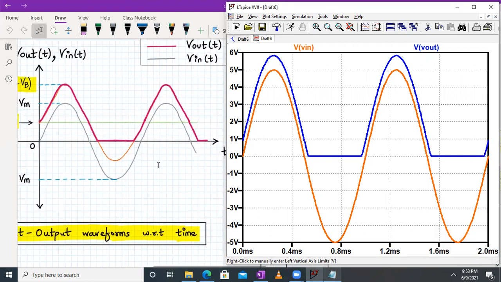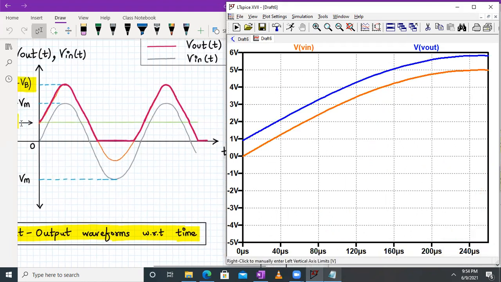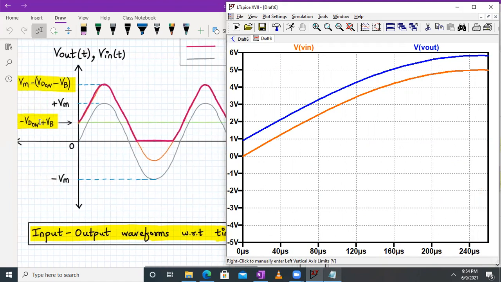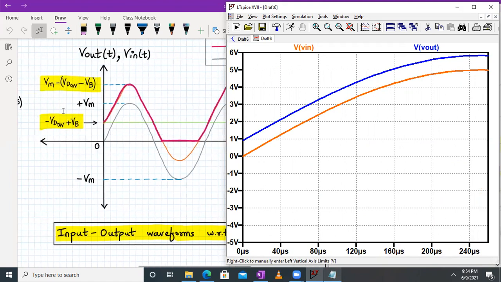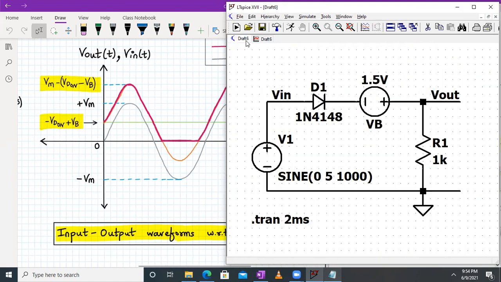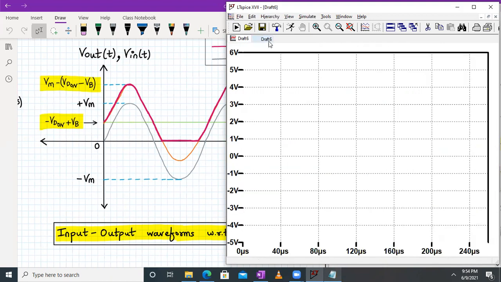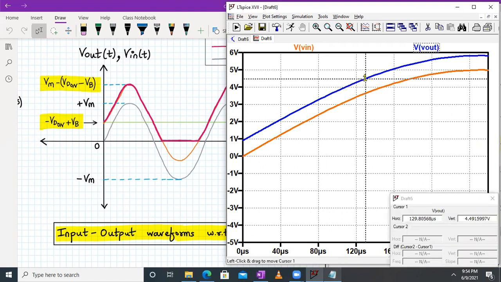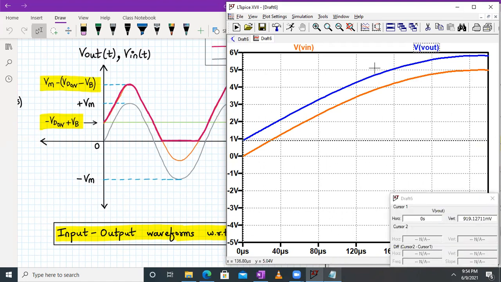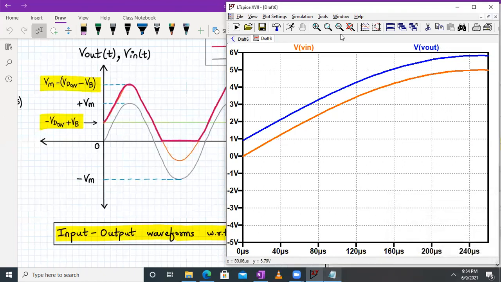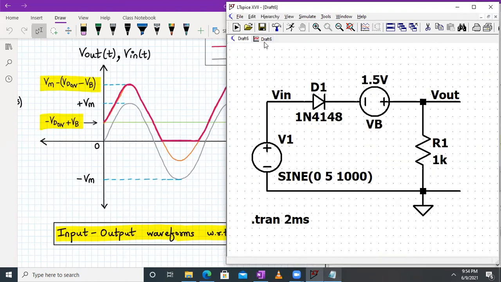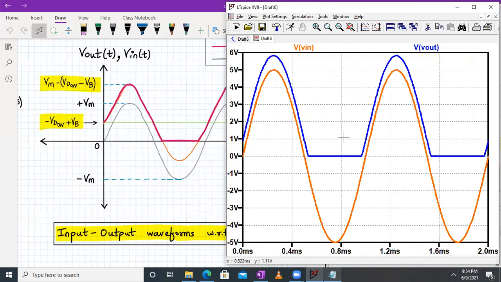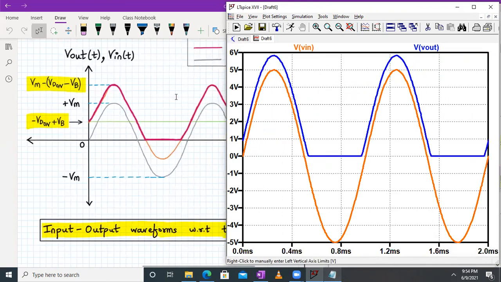Also, at the starting point, it is not starting at the clipping level. So our clipping level is VB minus VD on. In our case, VB is 1.5 and VD on is 0.7. So 1.5 minus 0.7 is 0.8. So this will be starting somewhere close to 0.8, because VD on is not equal to 0.7 exactly. Fine. So this is how you get the input output characteristics for clipper number 10.